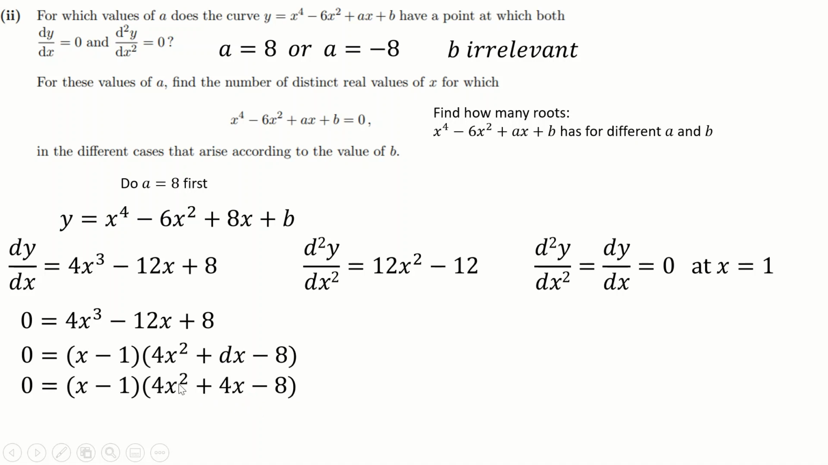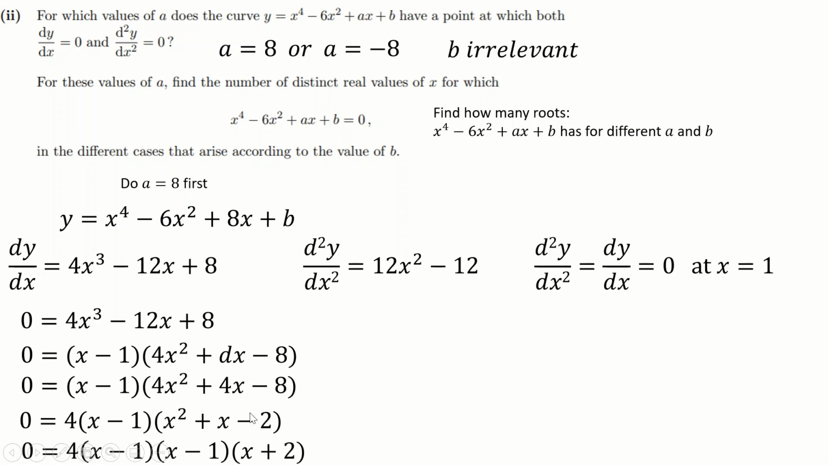Okay, well now I can clearly take out a factor of 4 from that bracket there, and that leaves me with this, which does factorize into that. So what this is saying is this curve has 3 stationary points, 1 again, and at minus 2. So it actually only has 2 stationary points because the 1 is repeated. So it has 2 stationary points at 1 and minus 2. So it has gradient 0 at 1 and minus 2.